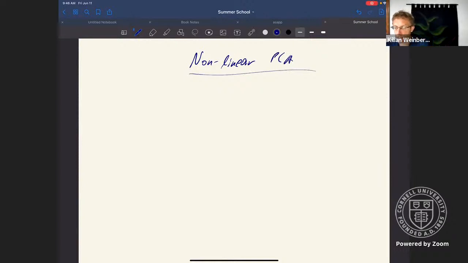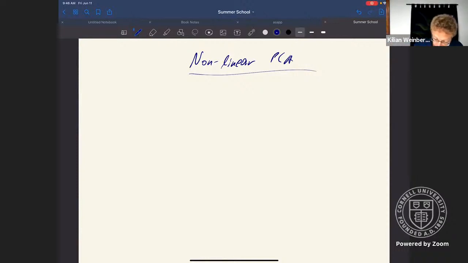Is the way a computer computes PCA and SVD the same? Yes, essentially. You can just do PCA, compute the covariance matrix and call SVD on the covariance matrix, and that's essentially how you get PCA.